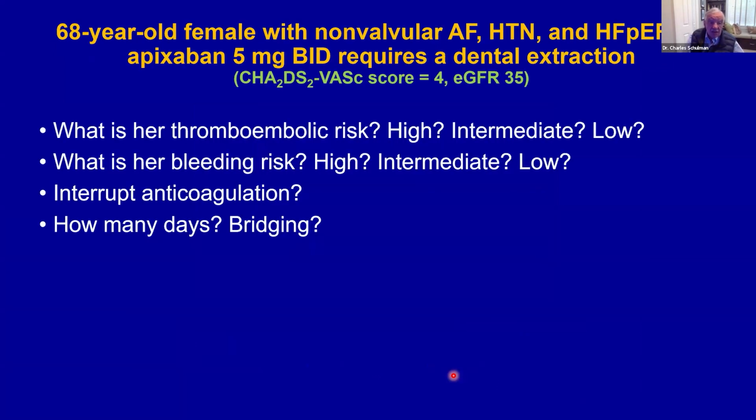So here's a 68-year-old woman with non-valvular AFib, hypertension, and heart failure with preserved ejection fraction, who's on apixaban 5 milligrams twice a day and requires a dental extraction. Her CHA2DS2-VASc score is 4. So what's her thromboembolic risk? High, intermediate, or low? The short answer to that question is high.